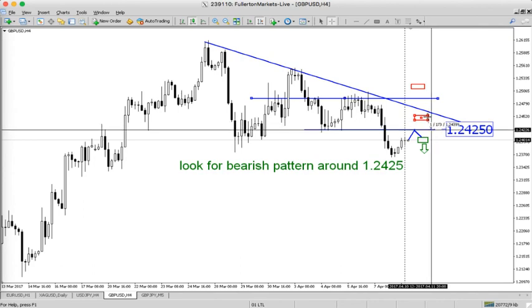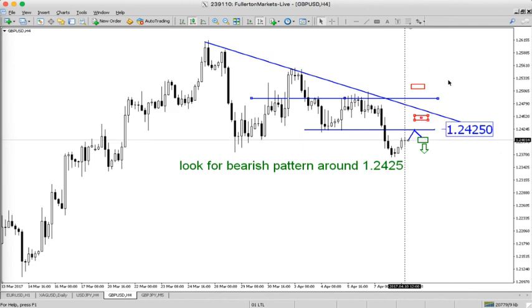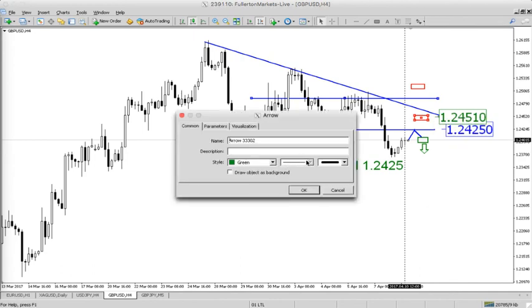just above 1.2425, maybe about 20-25 pips above. I think that's good enough. So this trade most likely will give me a 50 pips stop loss, which is around the 1.2450 area.